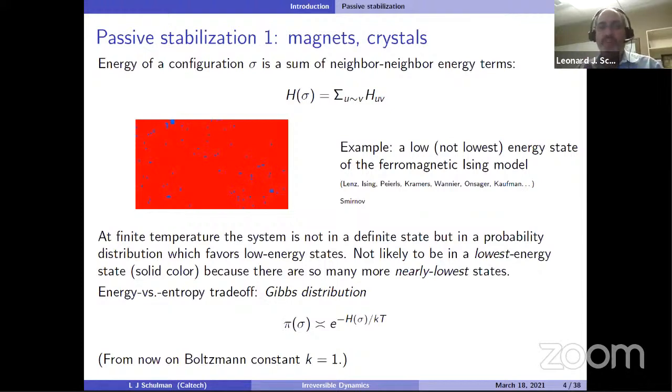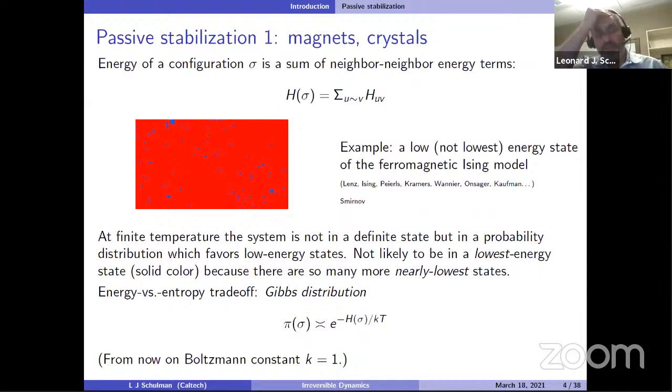Okay, so that's what you will see at finite temperature. And at finite temperature, the system is not in a definite state. It's not in the ground state. It's not all spins aligned, but in this probability distribution that favors low energy states, but is not entirely there. And that's what you sort of see.